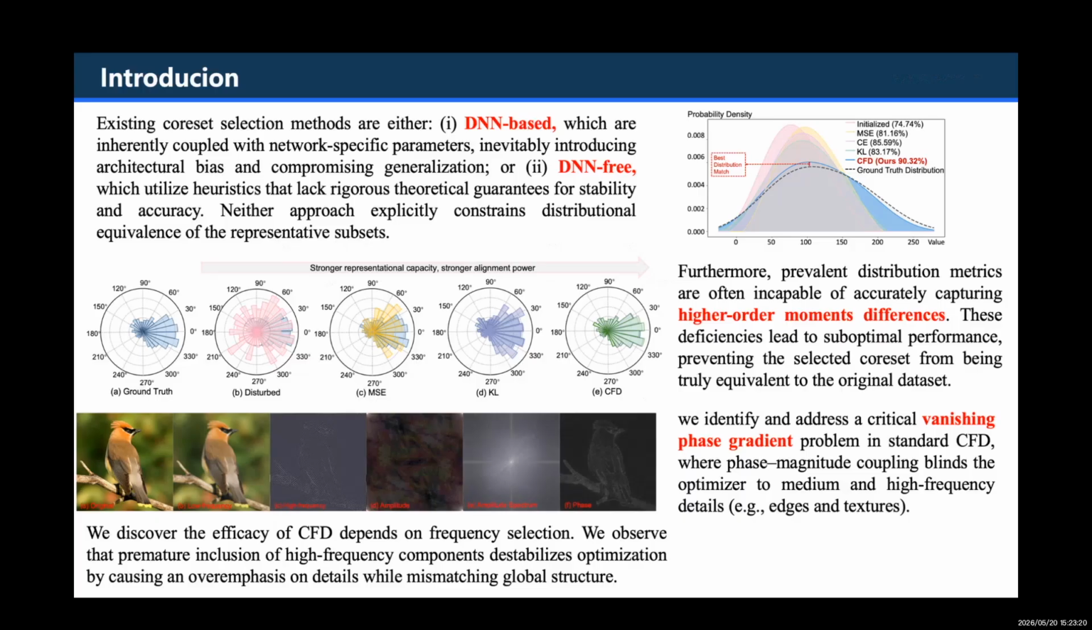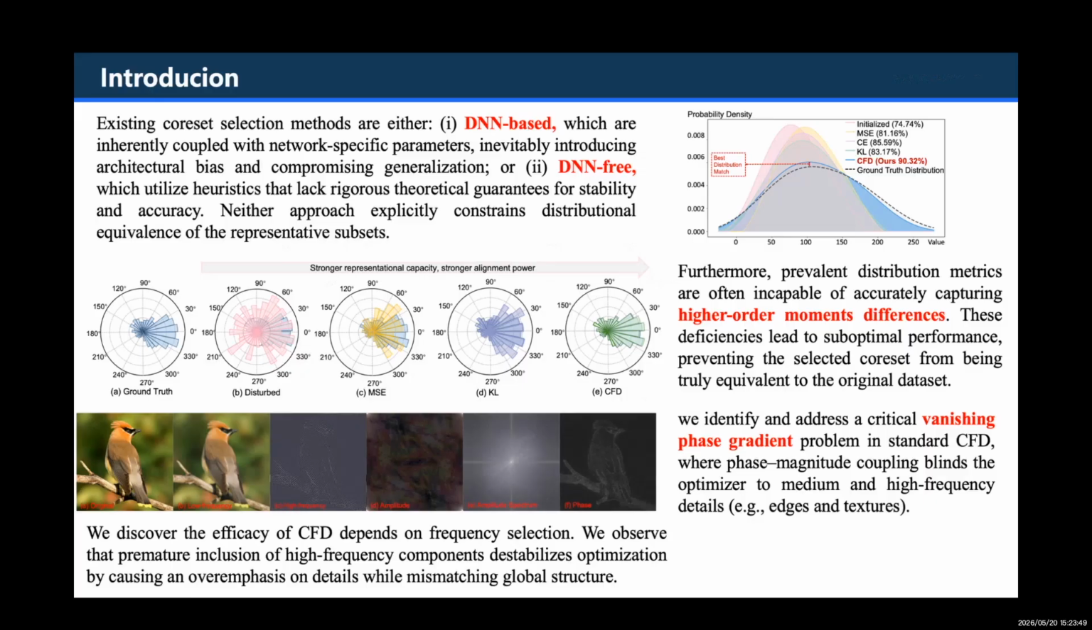We have identified that the existing Coreset methods may suffer from several problems, and they could be separated into two parts. The first is the DNN-based methods. They may suffer from architectural bias and compromised generalization. And for the DNN-free methods, they typically use heuristics such as gradients for stability and accuracy.